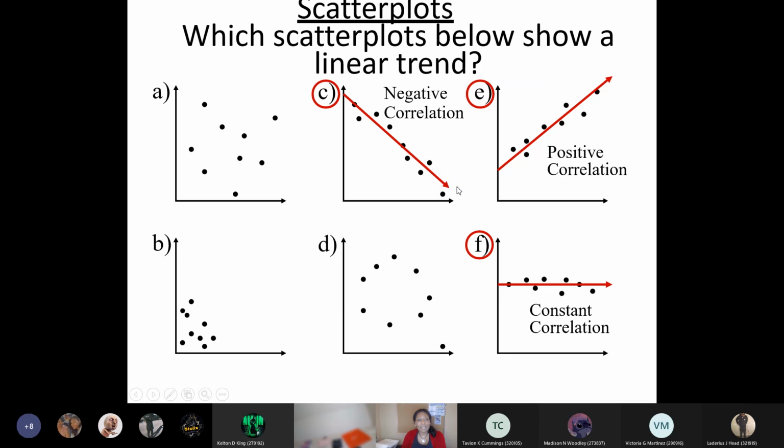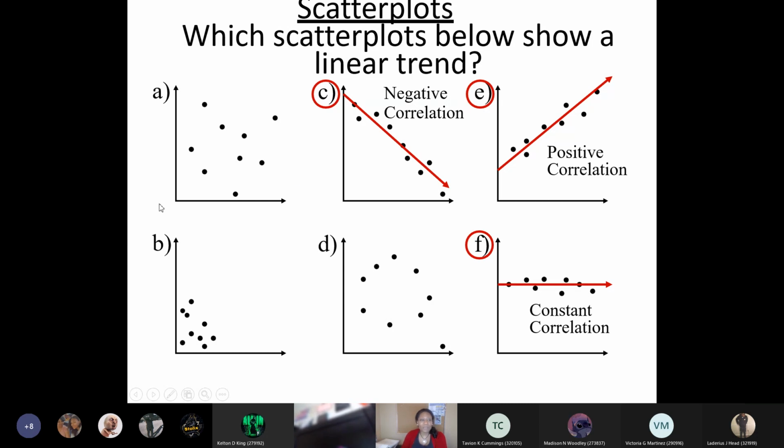This one is going down, so it is a negative correlation. This one is going up. That means it's a positive correlation. And this one is going straight across. It looks like the dots are making a line straight across. That is a constant correlation. So that's what that means when you see those. If you see this on 10 ready, this is what this means.